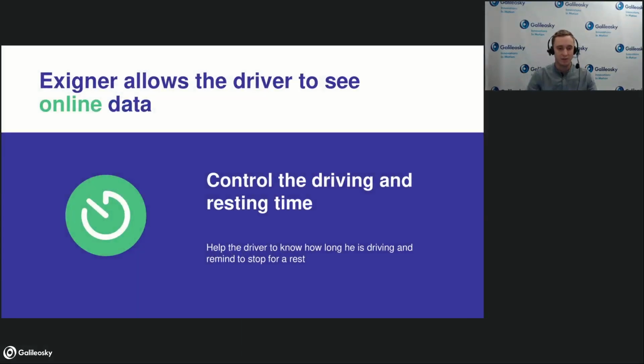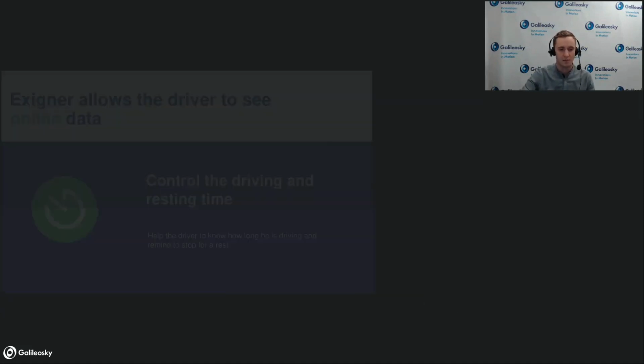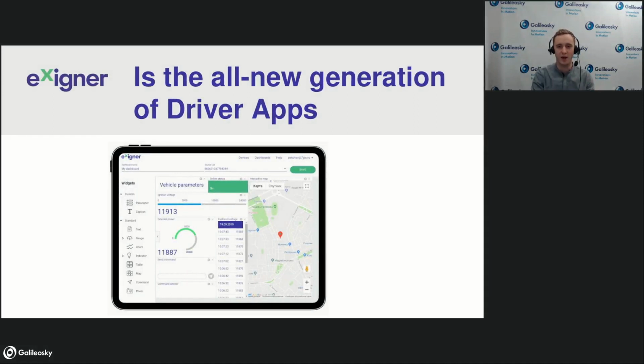So as well, then again, to control their driving and resting times, not like they replace the tachograph feature, but to help them to comply with the tachograph legislation. So in order to warn them that they should have a rest, we can notify them beforehand in the Exigner driver application. So what else? So this is overall how it looks like.